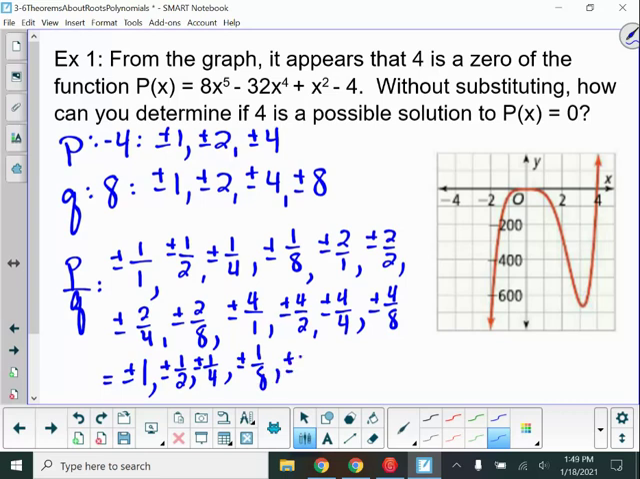2 over 1 is 2. 2 over 2 is a repeat, because that's the same as 1. 2 over 4 is a half, that's a repeat. 2 over 8 is a fourth, that's a repeat.